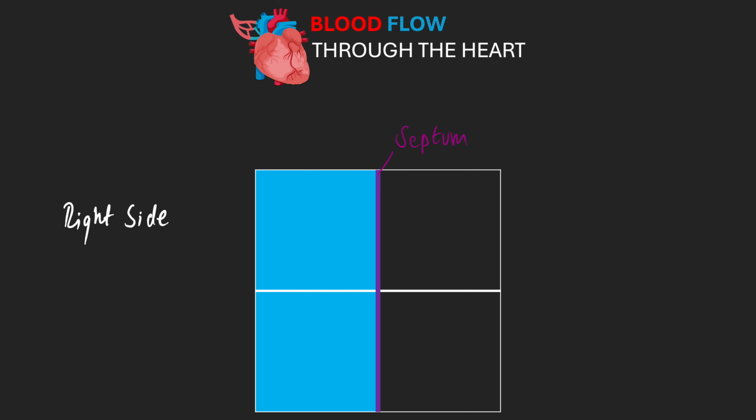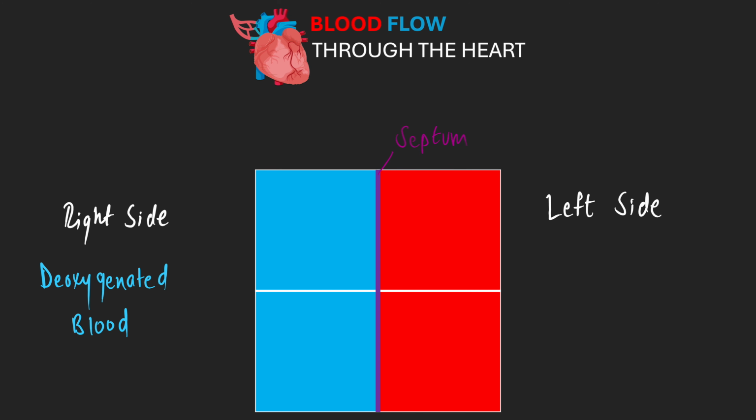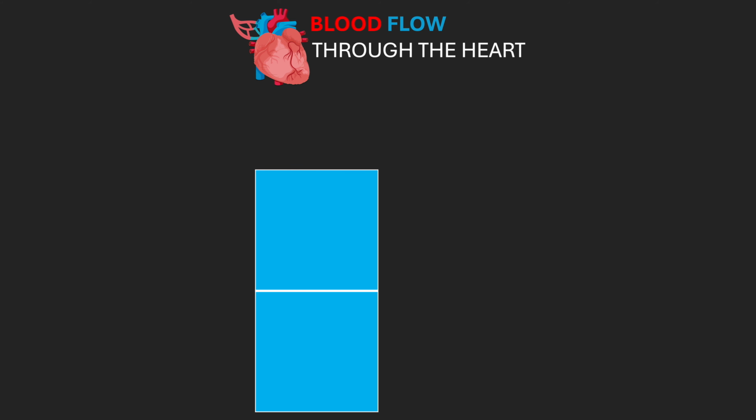So the septum basically puts the heart into the right side, which has deoxygenated blood, and we'll be using the color blue for this, and the left side of the heart, for which we'll be using the color red, and it contains oxygenated blood. So in real life, deoxygenated blood isn't blue, rather it's a darker shade of red, and oxygenated blood is bright red in color. Now we'll be taking the right side of the heart separately and the left side of the heart separately.